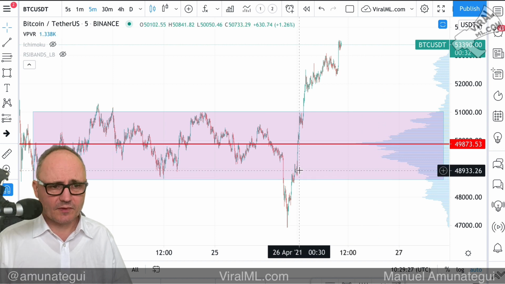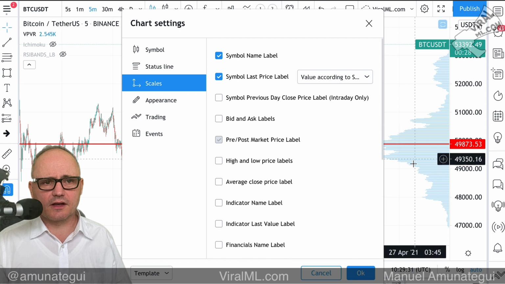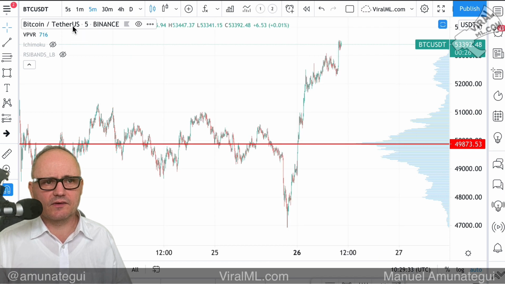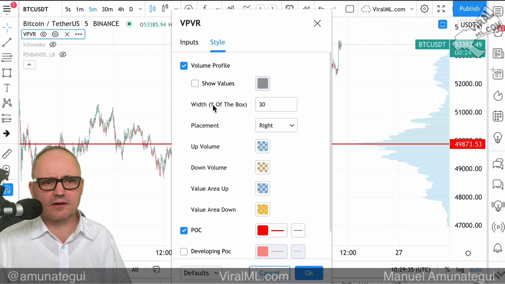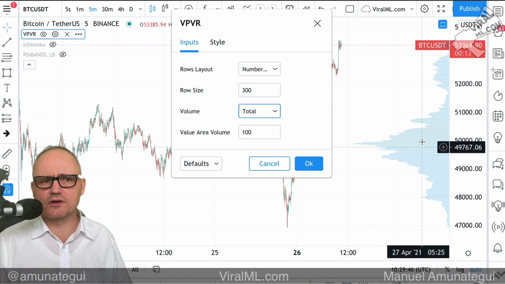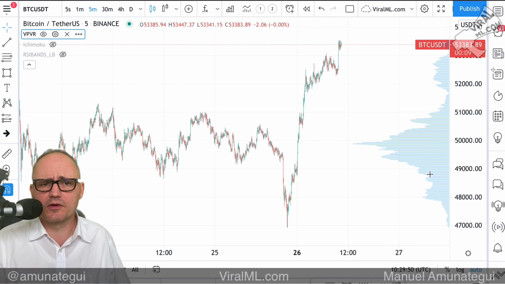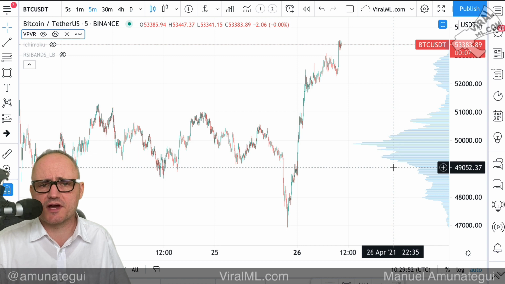So one thing, let me remove everything here. Let me remove that POC because I do not like seeing that. I don't like extra lines. And there's a lot of things you can do here. In inputs, you can do the volume area. You can do it on up and down. You can do the row size, meaning that you want to have them bigger or smaller. I like them very small like this. So play around with the controls. Lots of ways of visualizing it.